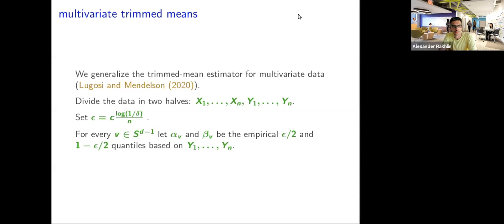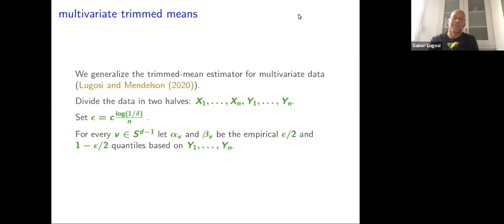The second multivariate estimator parallels the trimmed mean estimator. It's a generalization of the trimmed mean estimator. This is a different paper, with Shahar. So here, what we do is the following. Again, as in the one-dimensional case, we divide the data into two halves. We set epsilon to be log 1 over delta over n. This is the trimming level. Now we compute the empirical epsilon-half and 1 minus epsilon-half quantiles. So we project the data onto each direction and compute these quantiles. These are alpha sub v and beta sub v.